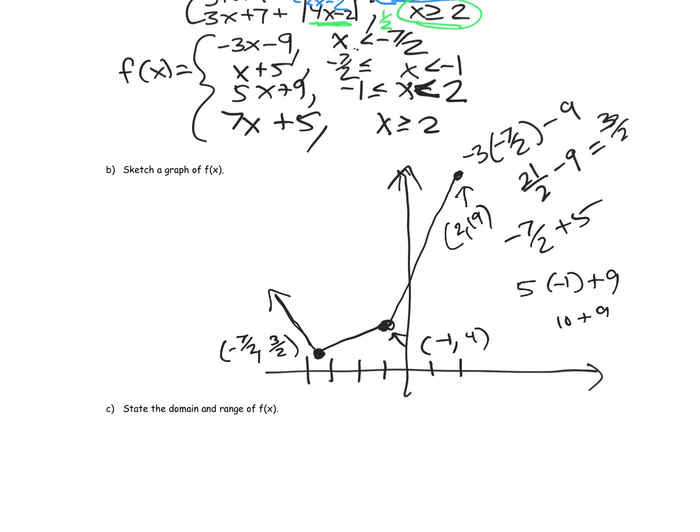And then the last thing, it would be an open circle, but hopefully when I plug in 2 into 7x plus 5, I also get 19, so that gets filled in. And then you could do one more point. If I plug in something like 3, I'm going to get 26, and the slope should be even steeper here. So that's the general shape of this graph, or this sketch. And the domain here would be everything. And the range is going to be 3 halves bracket to infinity. Okay, and that's it.